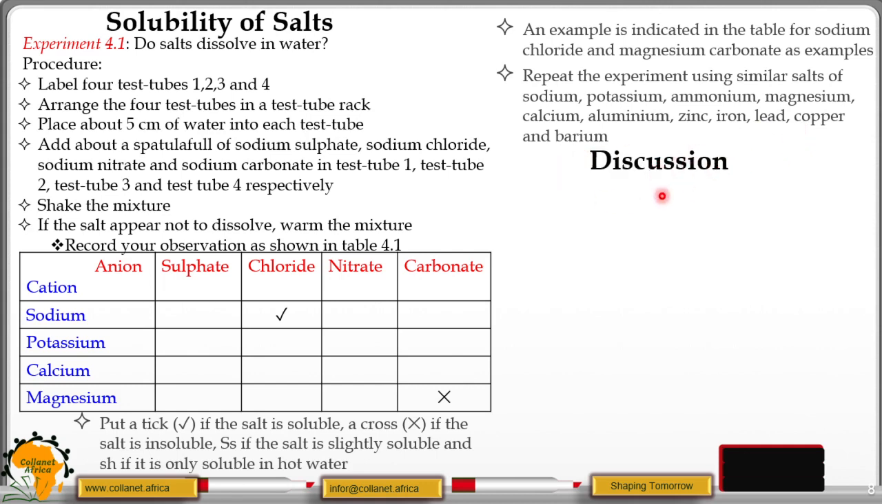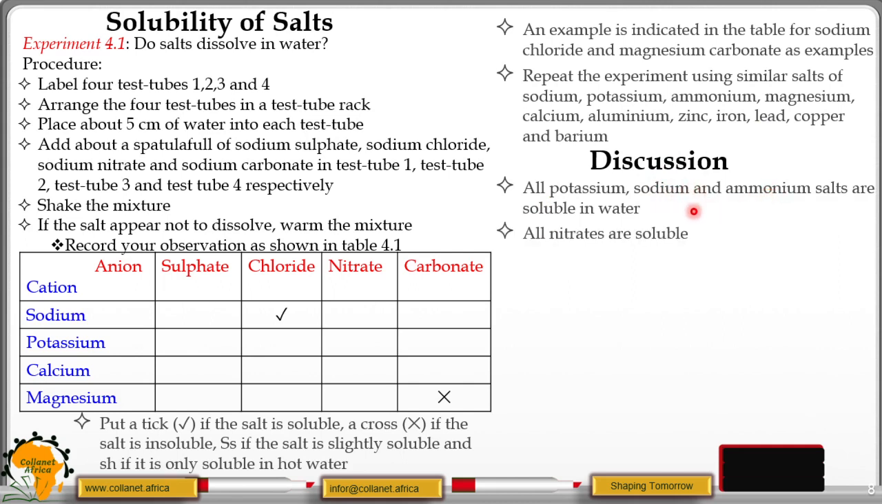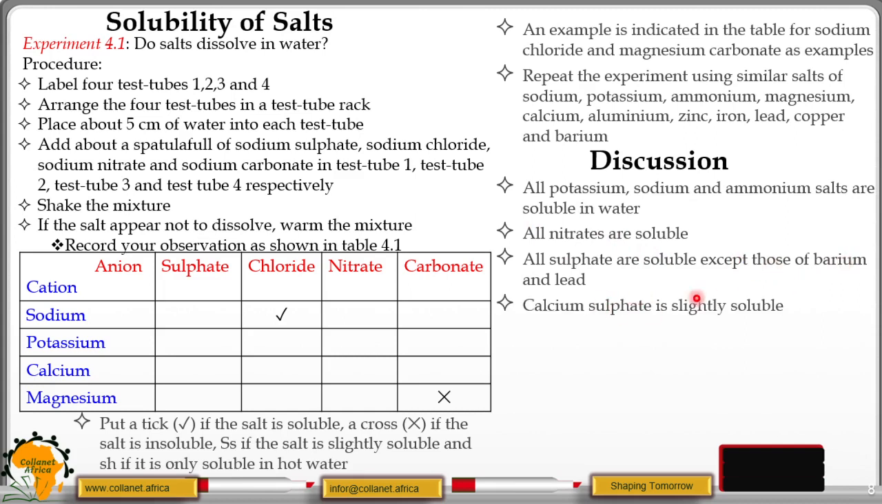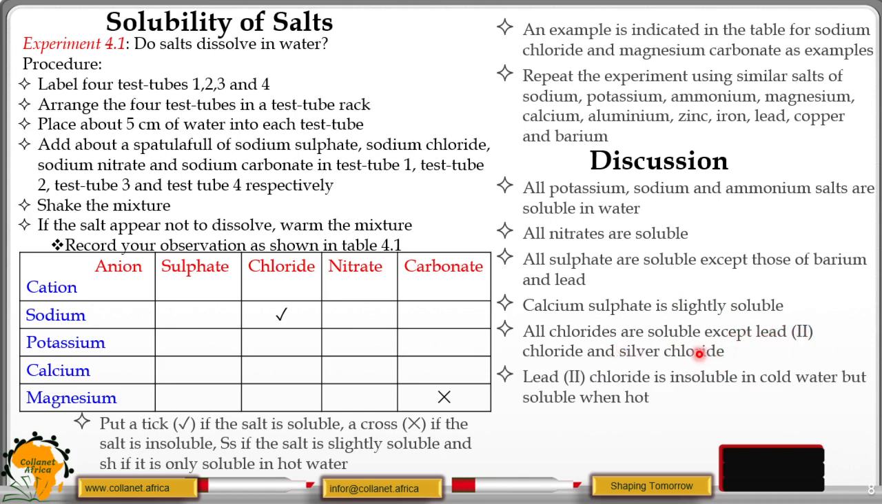Let's look at the discussion. All potassium, sodium, and ammonium salts are soluble in water. All nitrates are soluble in water. All sulfates, except those of barium and lead, are soluble in water. Calcium sulfate is slightly soluble. All chlorides are soluble except lead 2 chloride and silver chloride.